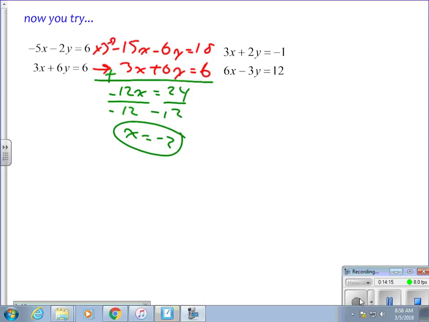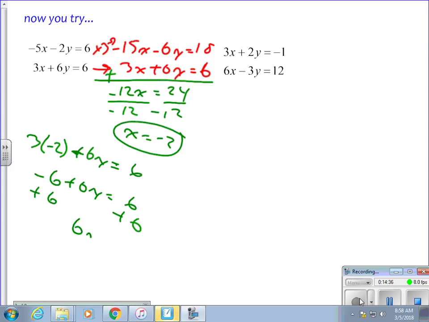And plug that -2 in either equation to solve for y. If I plug -2 into the bottom one, I get 3 times -2 plus 6y equals 6. -6 plus 6y equals 6. Add 6. 6y equals 12. Divide by 6. Y equals 2. Okay. Questions on that one?